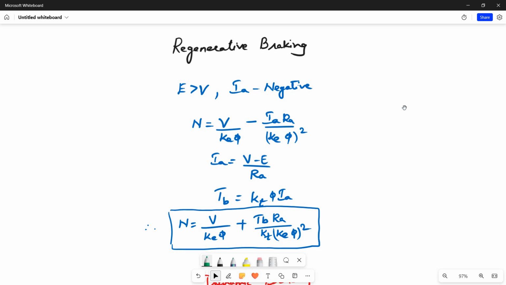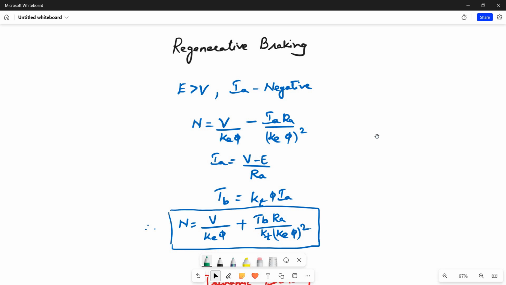In regenerative braking, generated energy is supplied to the source under two conditions, that is E is greater than V and Ia is negative. The speed and the armature current are related by these two equations, that is N is equal to V divided by Ke phi minus IaRa divided by Ke phi the whole square, and the armature current is V minus back EMF E divided by Ra.